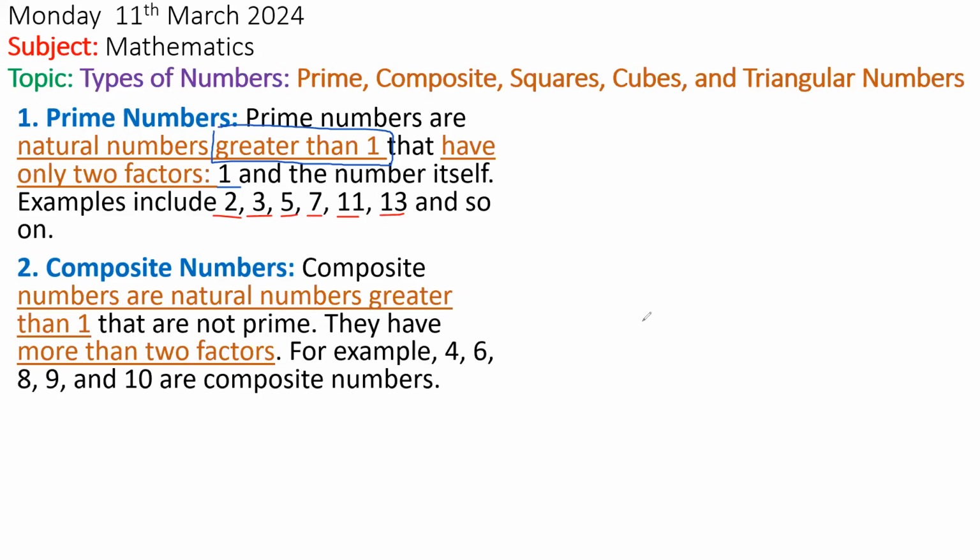Myla, can you read the definition of a prime number? Yes, sir. Prime numbers are natural numbers greater than 1 that have only 2 factors, 1 and the number itself. Examples include 2, 3, 5, 7, 11, 13, and so on. Very good. So it can only have 2 factors. Only 2 numbers can go into that number evenly.